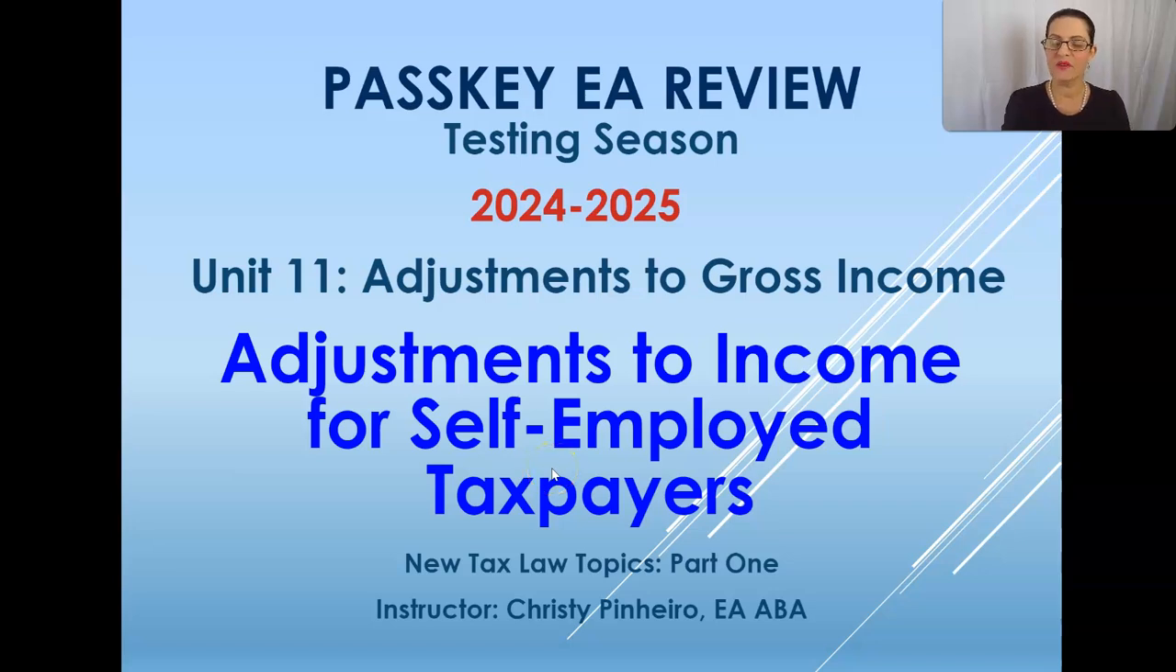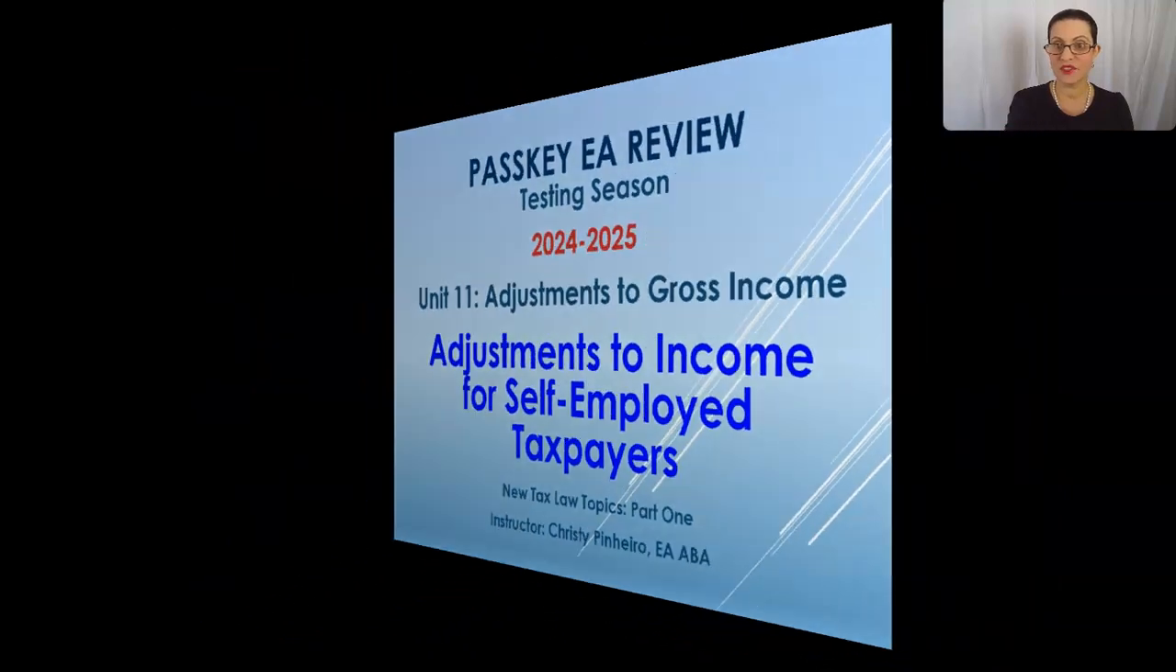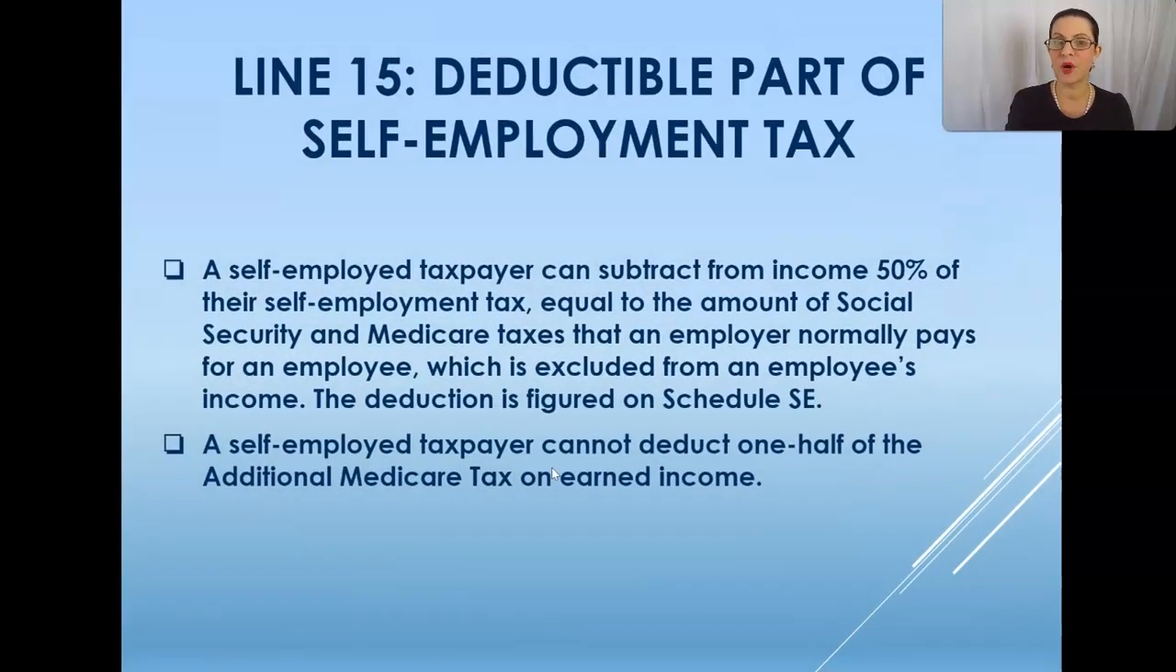In this webinar, we cover adjustments to income for self-employed taxpayers. The first deduction we're going to cover is the deductible part of the self-employment tax. Self-employed people have to pay both halves of the Social Security and Medicare tax. That's what the self-employment tax is, or the SE tax that self-employed taxpayers have to pay.